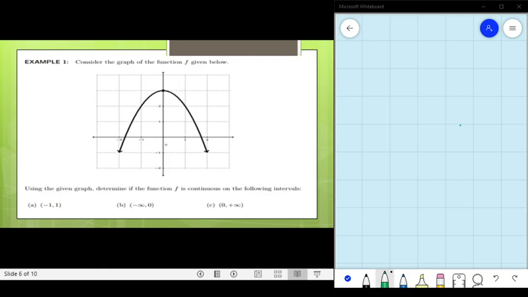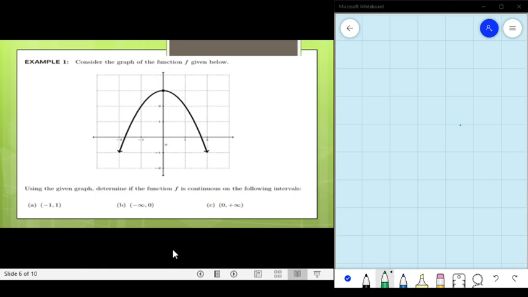Okay, so let us now proceed to our first example. Consider the graph of the function f given below. Let us try to determine if the function f is continuous on the following intervals. The first one is the open interval from -1 to 1. What we are going to do is trace from left to right, from the left side of x equals c to the right side of x equals c.